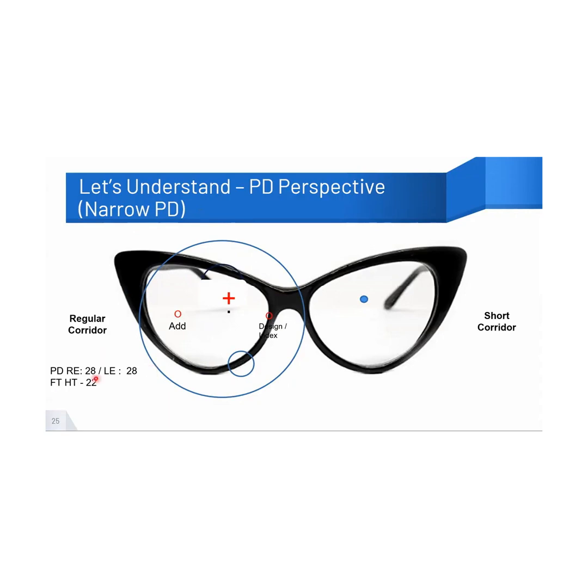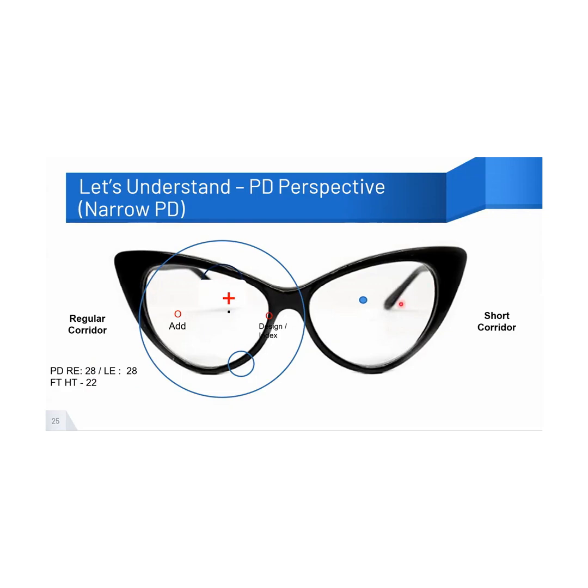If your PD is in, distance is definitely compromised, near is compromised, the lens is in, and overall you will see the diameter is not enough. Even if I take the biggest possible lens, I will not be able to fit it because the PD demand is really in, it's too in.